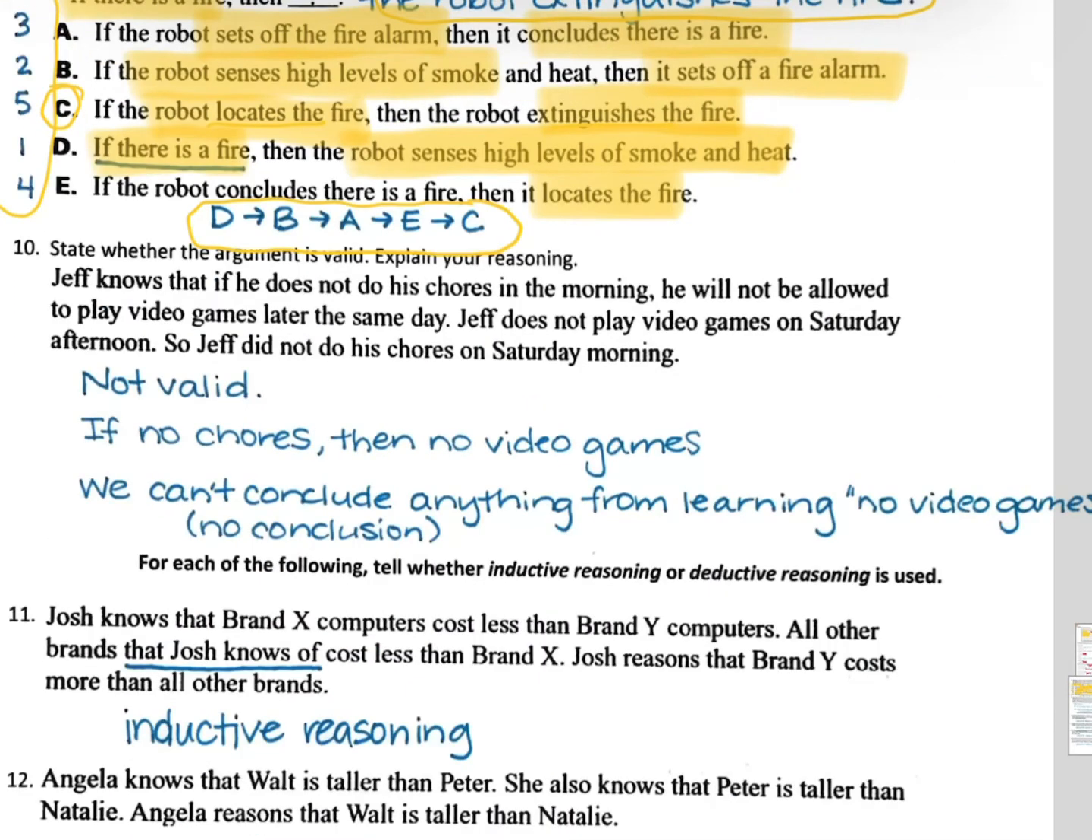In number 10, the if-then statement was, if you don't do chores, then you don't get video games. It said that Jeff does not play video games. That does not mean that the if part of that statement came true, right? The only time we can make a conclusion is if we know the if comes true. So we should not have made a conclusion, and the conclusion should not have been that he did not do his chores on Saturday morning. We actually can't tell from this.